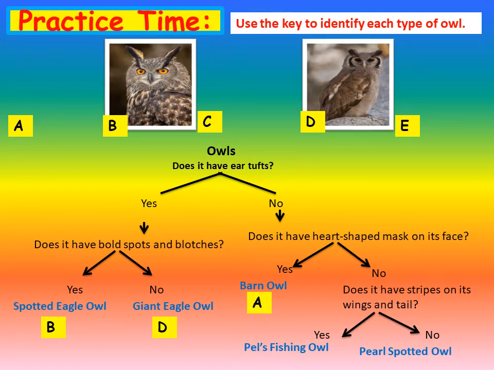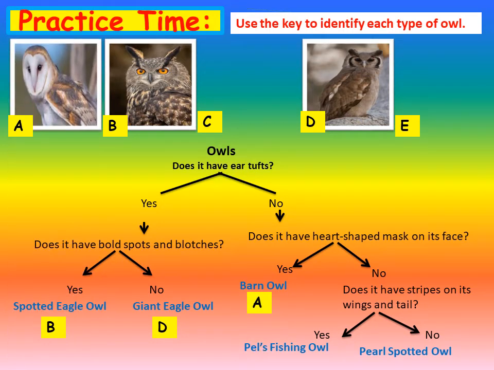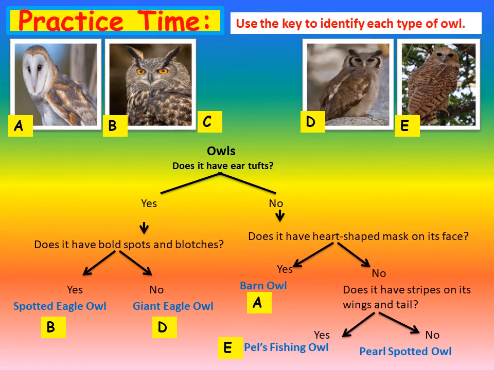For picture A, this is barn owl. So barn owl doesn't have ear tufts, but it has a heart-shaped mask on its face. For picture E, that is Pell's fishing owl.